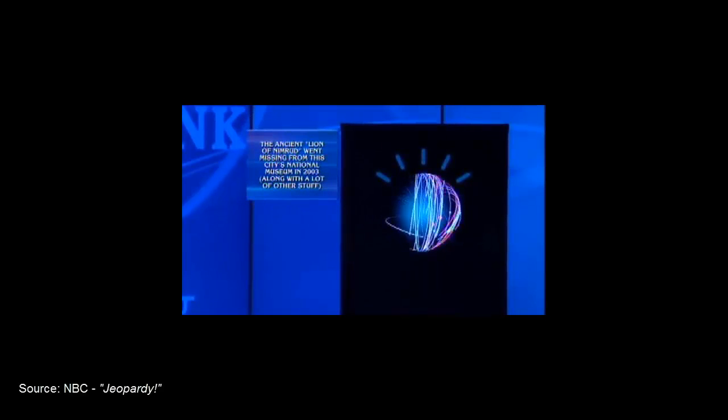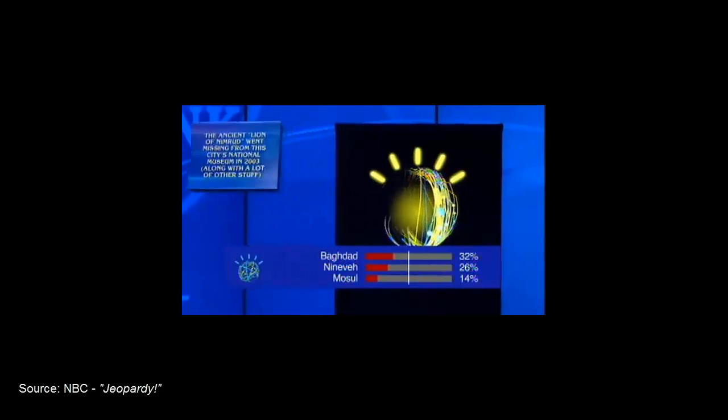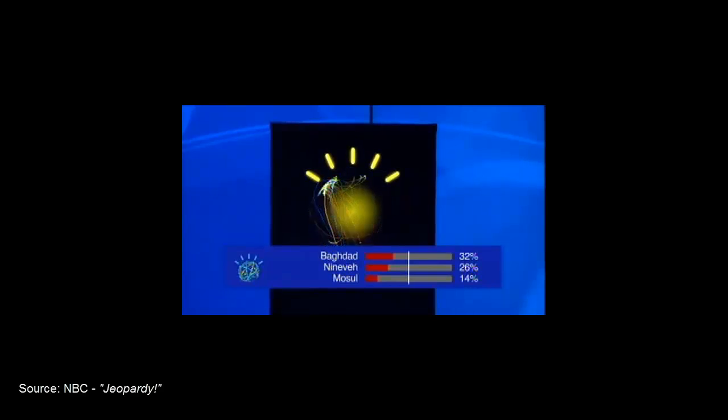The ancient lion of Nimrud went missing from this city's National Museum in 2003, along with a lot of other stuff. I'll take a guess. What is Baghdad? Even though you were only 32% sure of your response, you are correct.